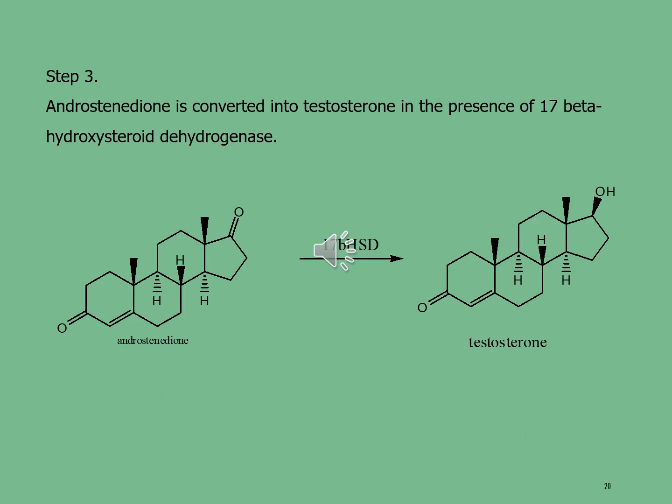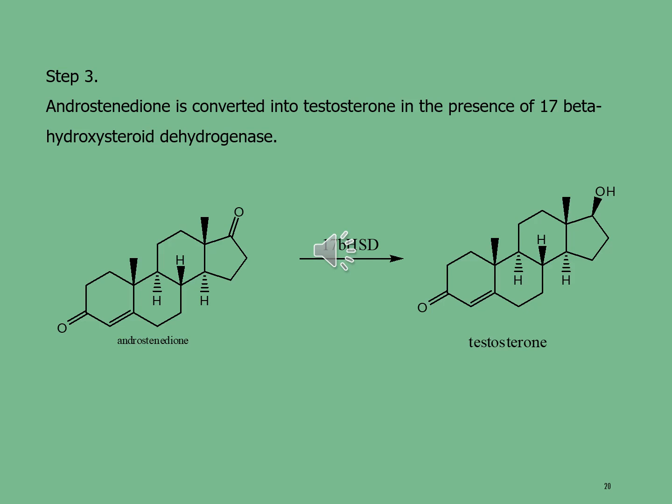In the third step, androstenedione is converted into testosterone, which is our target compound for the synthesis of androgens or testosterone, in the presence of 17-beta hydroxysteroid dehydrogenase enzyme, which is abbreviated as 17-BHSD. So you can see in this reaction the androstenedione is converted into testosterone. In testosterone, there is a presence of a carbonyl group at carbon 3 position and a double bond at carbon 4 position, similar to that of androstenedione.